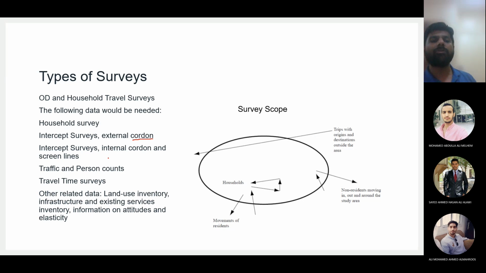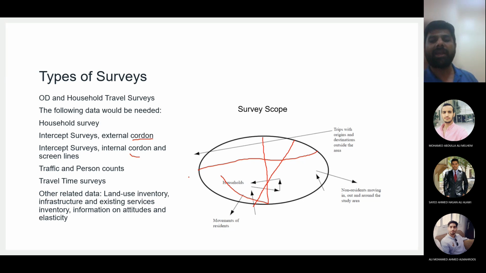Okay, and then you can do intercept surveys for internal cordons as well. So you may divide your area into smaller zones, and between each zone there will be a cordon. So this ellipse is my entire area, and then within this area you may develop smaller zones. This is very common. We never ever do the study of an entire area as one area. We divide them into smaller zones. So internal cordon means how many people are crossing between the zones within the same area.